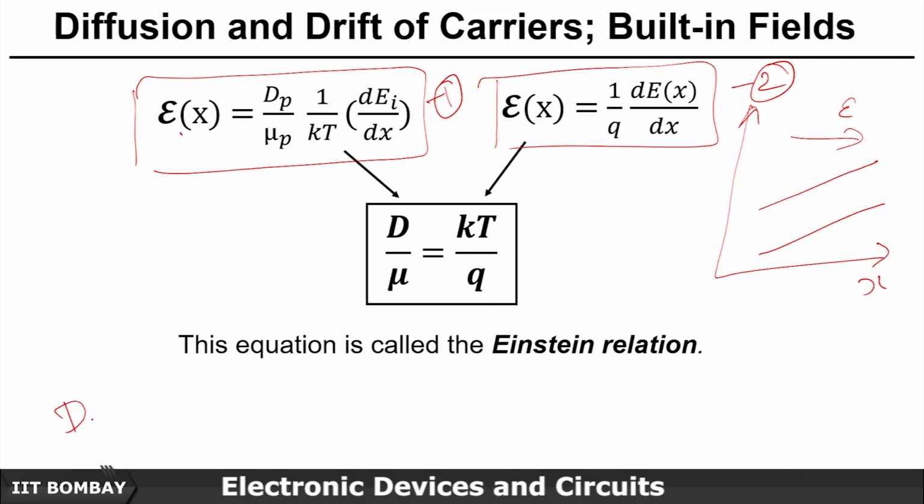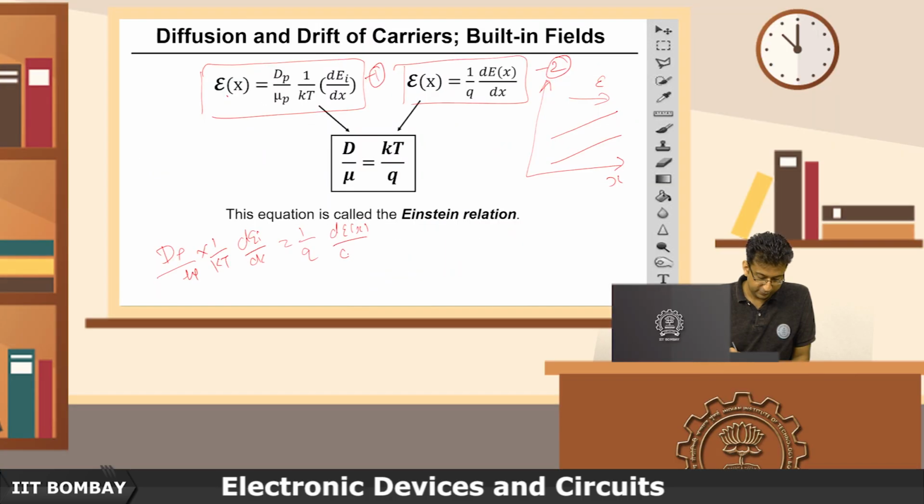What we will get? Dp by mu p divided by 1 by kT dEi by dx, which is equal to 1 by q derivative of dx. These derivative terms will be equal, so this will cancel out, and we get this expression. This is known as the Einstein relation basically. So, this allows us to calculate, if you know D, you can calculate mu, if you know mu, you can calculate D. So, diffusion coefficient over mobility is equal to kT by q.